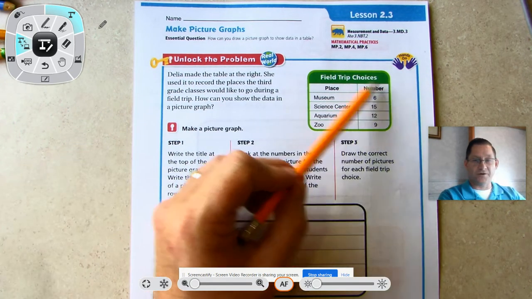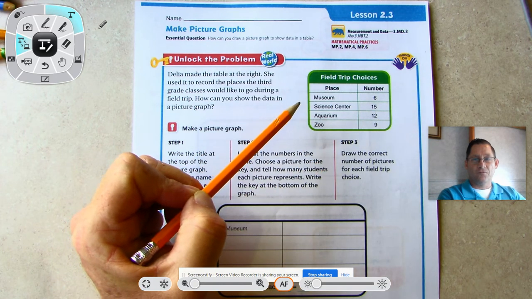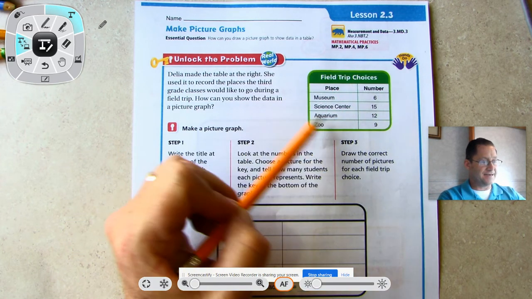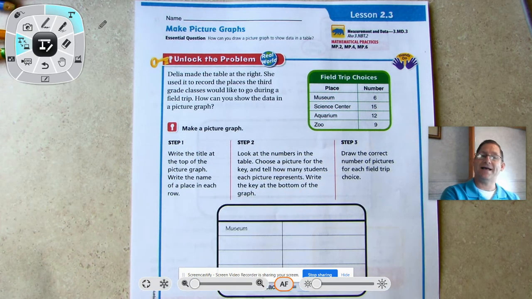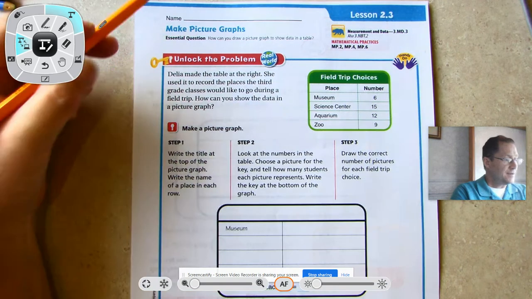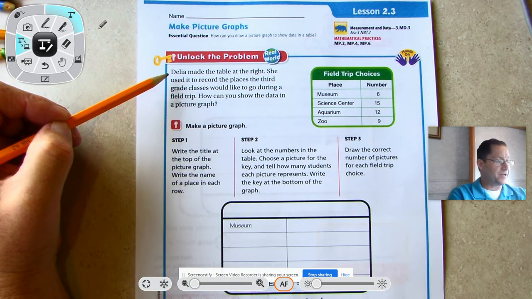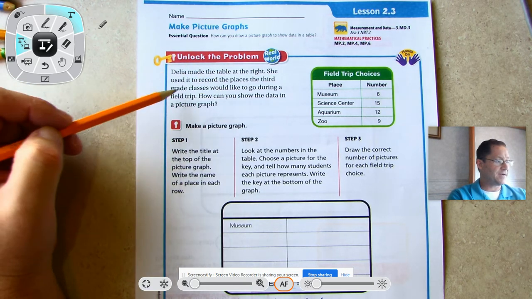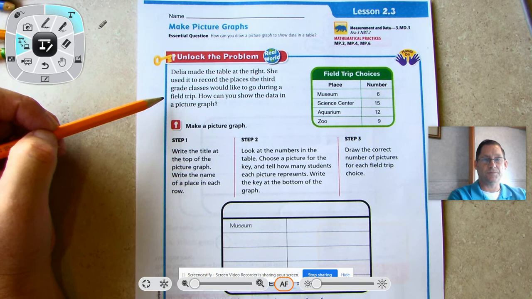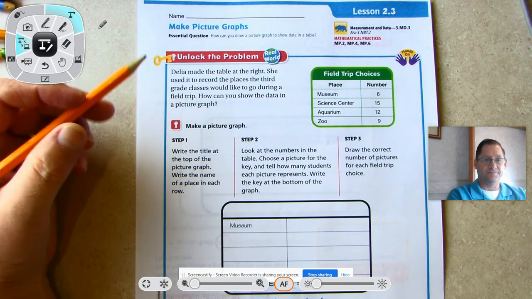So remember, this is a frequency table. We learned that from lesson 1. We're now going to take this data, frequency table data, and turn it into a picture graph to represent that information. So unlock the problem. Delia made the table at the right. She used it to record the places that third grade classes would like to go during a field trip. How can you show the data in a picture graph?